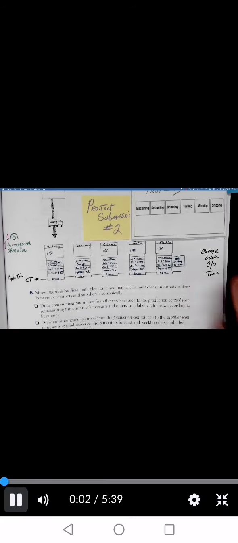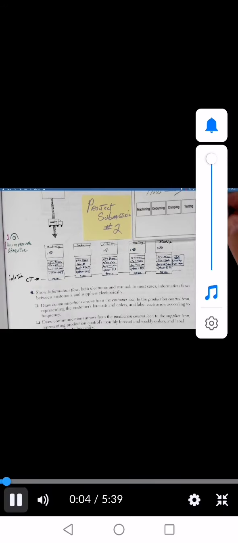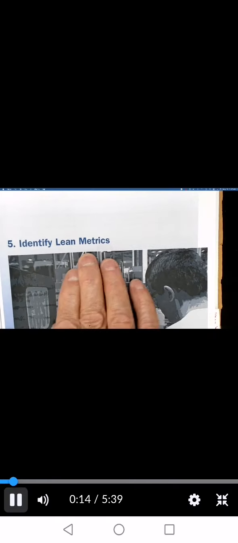Okay, video number one, we stopped here at project management. So let's move forward. Step 5 is to identify lean metrics. Now this is a pretty simple step.